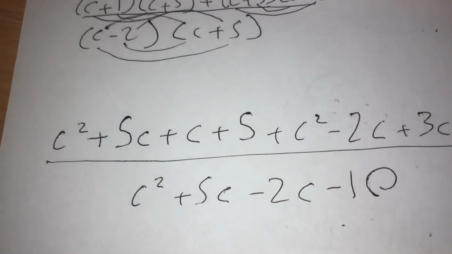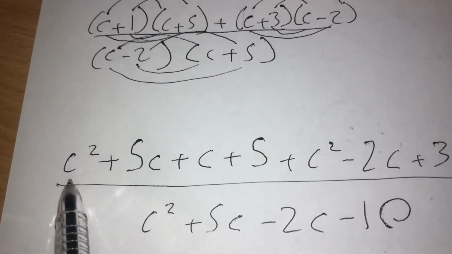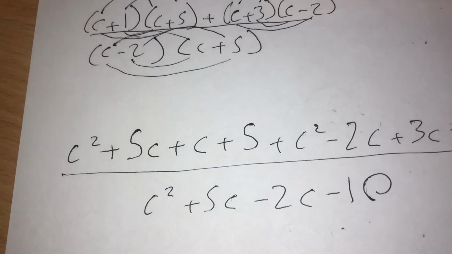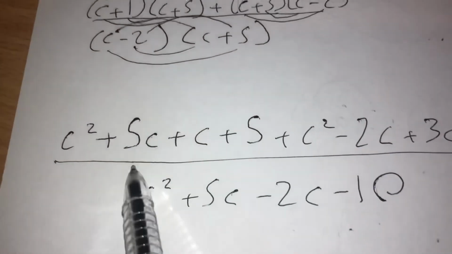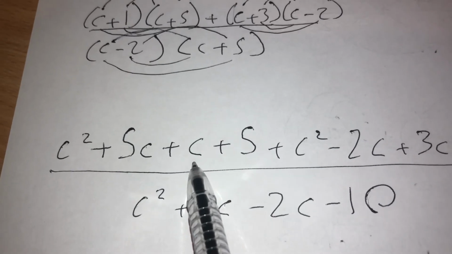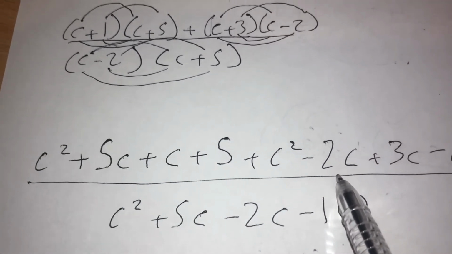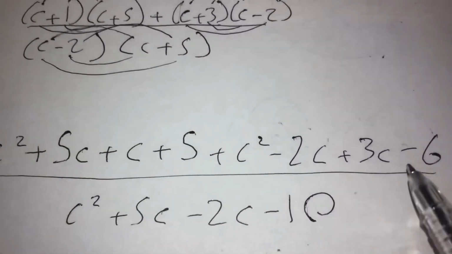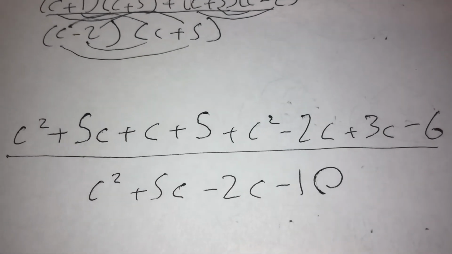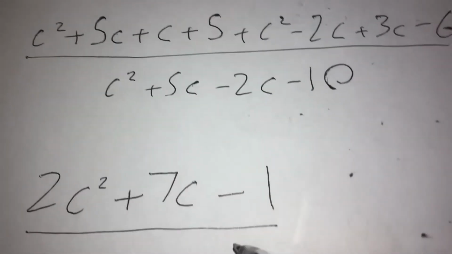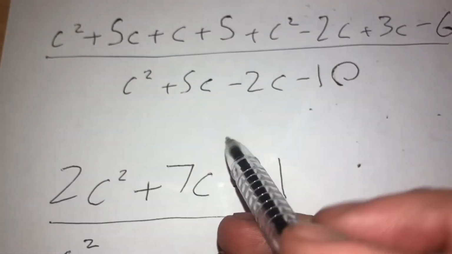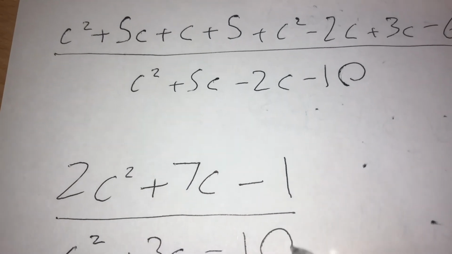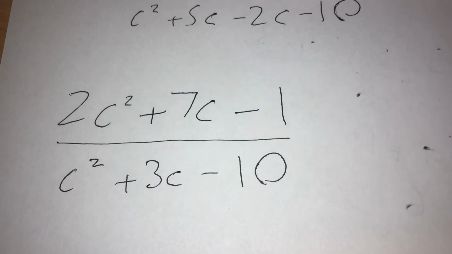Okay, now we have to collect the like terms, and this is the tricky part. Okay, so c squared terms gives us c squared plus c squared, which gives me 2c squared. Now there's quite a lot of c's to add and subtract up here, so we've got 5c plus c is 6c. Take away 2c is 4c, plus 3c is positive 7c. And then I've got my numerical terms on their own here, so plus 5 take away 6 is minus 1. So that's what I'm left with on the top line. On the bottom line, I've got c squared, and all I have to simplify is 5c take away 2c, which is positive 3c, minus 10. Okay, and we can just leave that one as is.